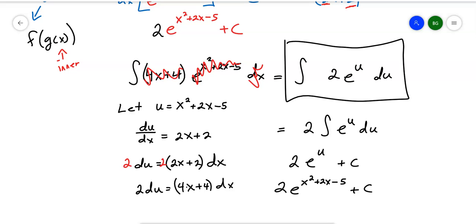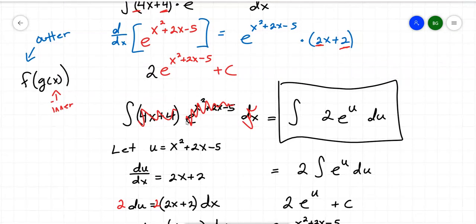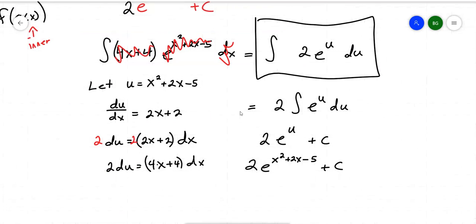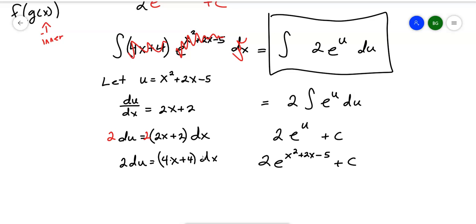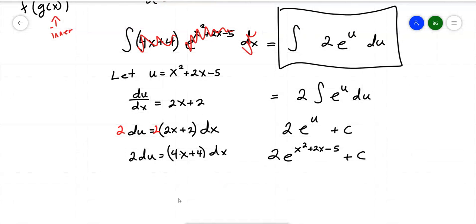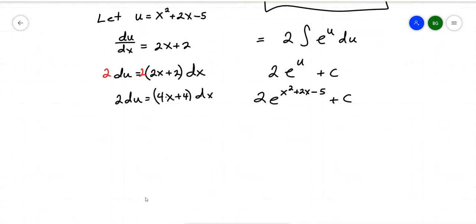But that's exactly what we got from our guess and check method. But we didn't guess and check. This was very systematic, and there wasn't a lot of room for guessing. Okay, so that in a nutshell is our u-substitution. Let's try another example.